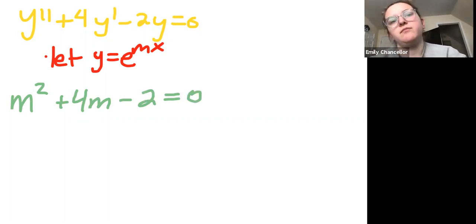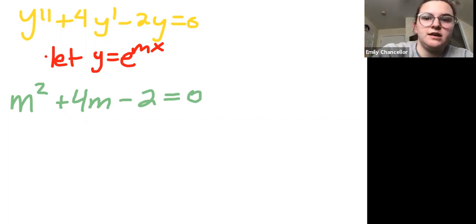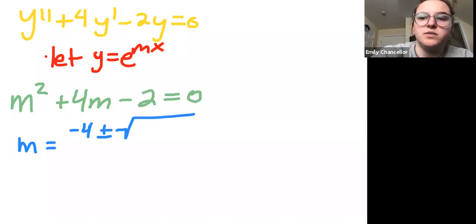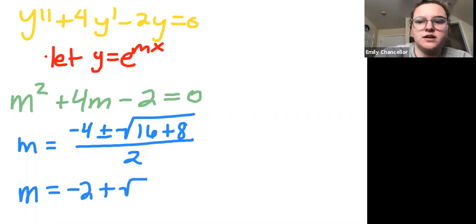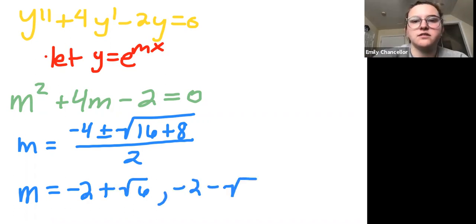Now we've got to solve for m using our quadratic formula. So we'll get m equals -4 plus or minus the square root of b squared, so 16, minus 4ac, so that's going to be plus 8, over 2. If we simplify this, we'll get m to be -2 plus the square root of 6, and -2 minus the square root of 6.